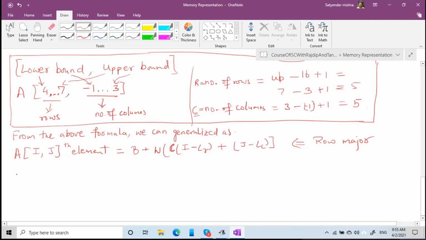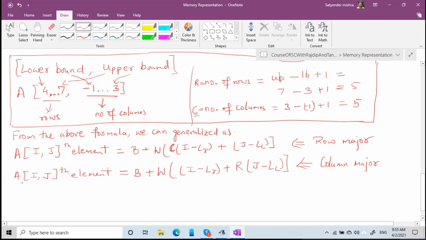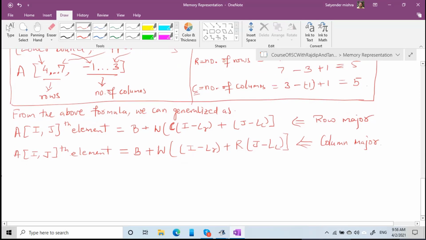For column major, the formula will be the same. You just have to change a little bit: address is equal to base plus width times, here you apply I minus LR plus, and here we write R multiplied by J minus LC, and we close the bracket, and this is the formula for column major, right? So I hope you understood the formula. Okay, so let me talk about one problem here.